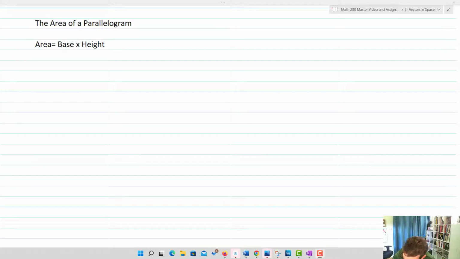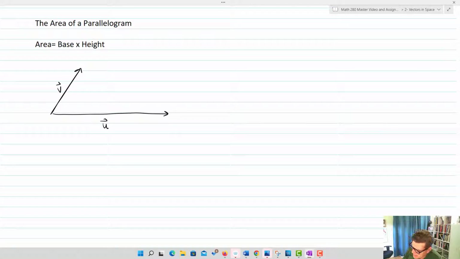So the area of a parallelogram is given by its base times its height. Let's imagine that I've got two vectors, v and u. So here's v, here's u. And if we add the two of them together, we get a parallelogram, right? Remember, that's how we do vector addition. We end up with a parallelogram right here, and we want to calculate its area.